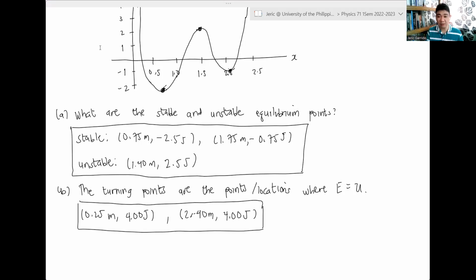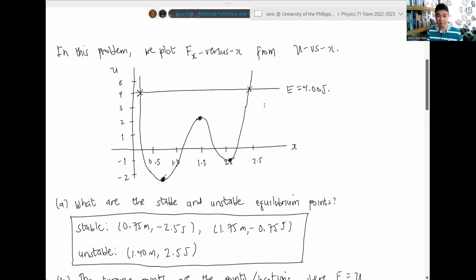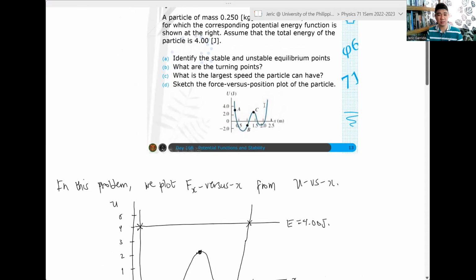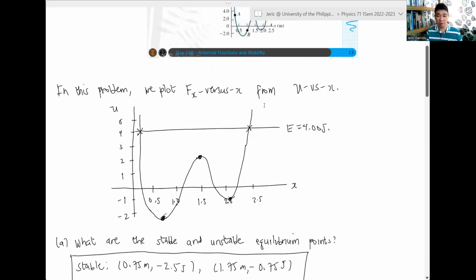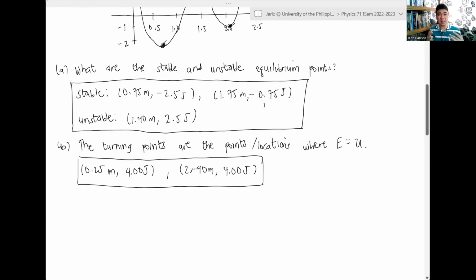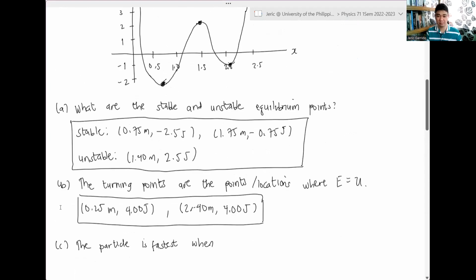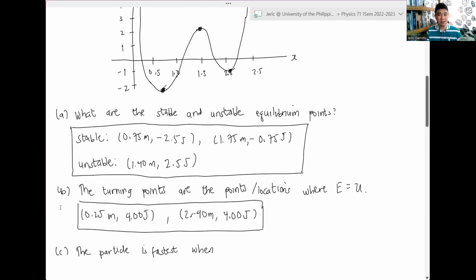None, okay. Now, for letter C, this is now interesting. Ang tinatanong sa letter C is, what is the largest speed the particle can have? So, paano masasabi pinakamalaki yung speed ng isang particle? The particle is fastest when what? Kailan mo masasabi yan? Anong quantity na related sa energy yung malaki kapag mabilis ang particle?